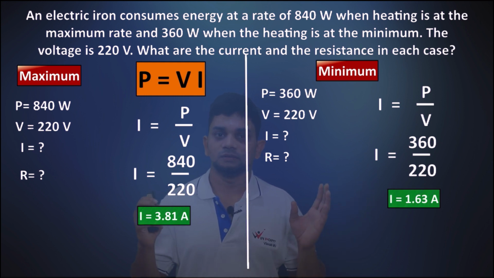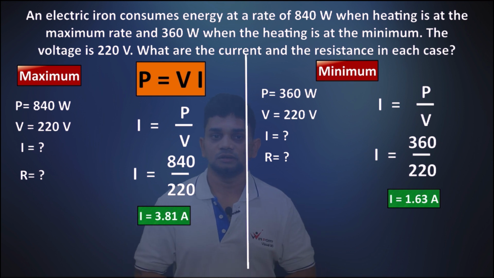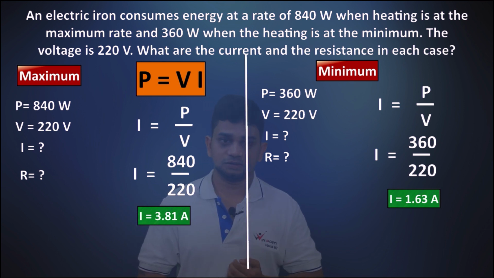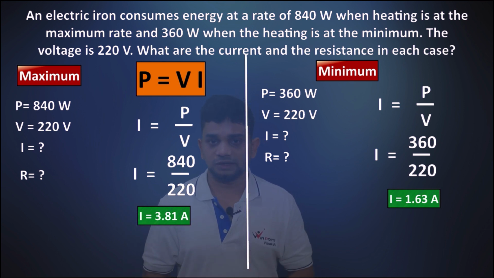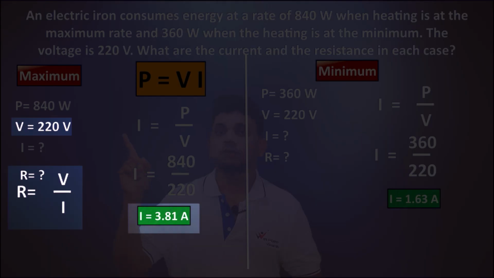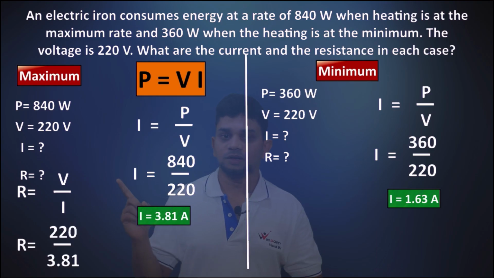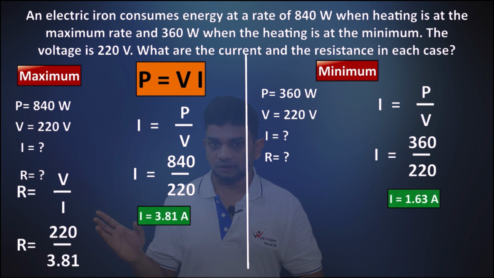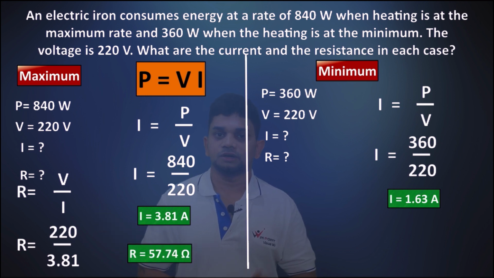So we got the value of current in each case. Now we need to find the resistance. If we know the value of voltage and current, we can find the resistance according to Ohm's law. What is the equation for resistance according to Ohm's law? R equal to V by I. What is the value of V? 220. What is the value of I? 3.81 ampere. Then it will be 220 by 3.81 equal to 57.74 ohm.